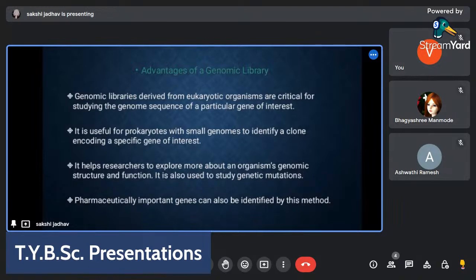It helps researchers to explore more about an organism's genomic structure and function. It is also used to study genetic mutation. Pharmacologically important genes can also be identified by this method.